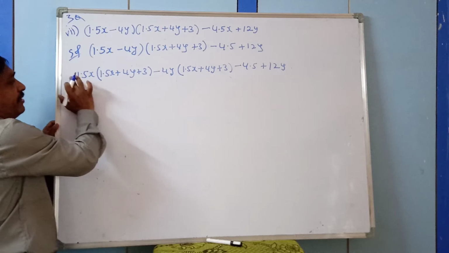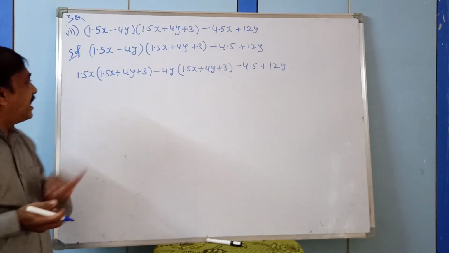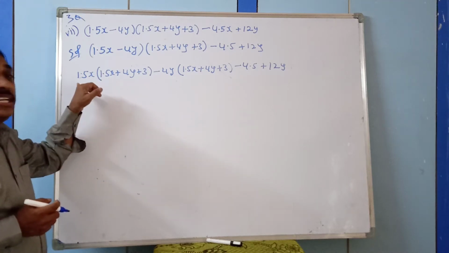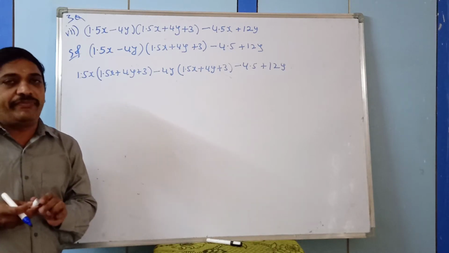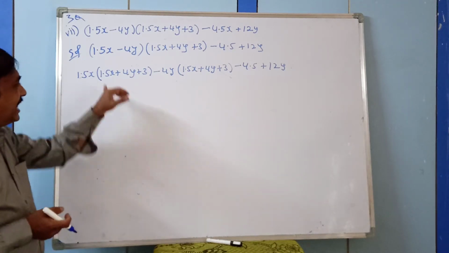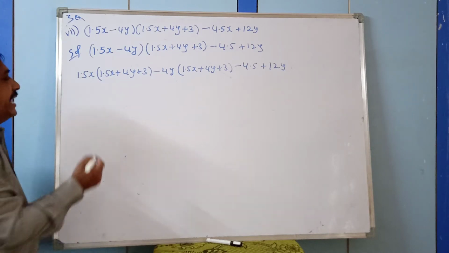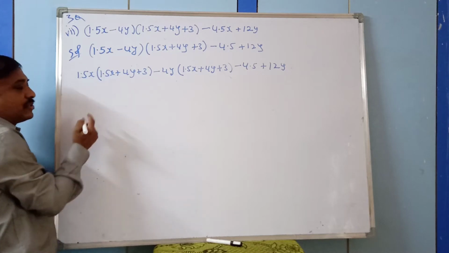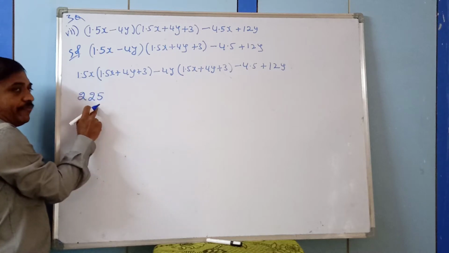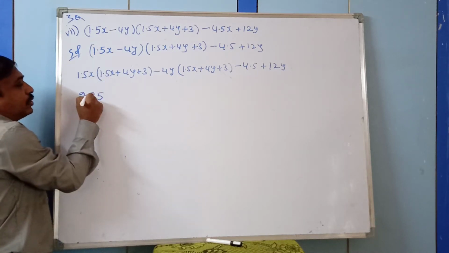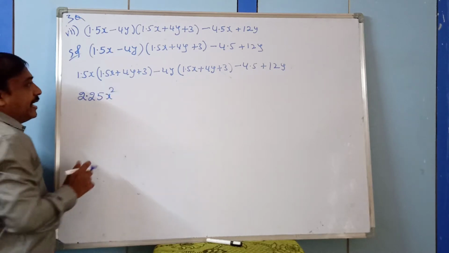1.5x into 1.5x, this into this. In the squares and square roots chapter you learned. Forget about the decimal. What is the number? 15. The square of 15 is 225. How many digits are there? Here 1 and here 1, total 2 digits. So 1.5 into 1.5, and the x is there, x into x, x squared. So when you arrange the decimal point, 15 squared is 225. Here 1 decimal, here 1 decimal. So 2.25, x into x, x squared.